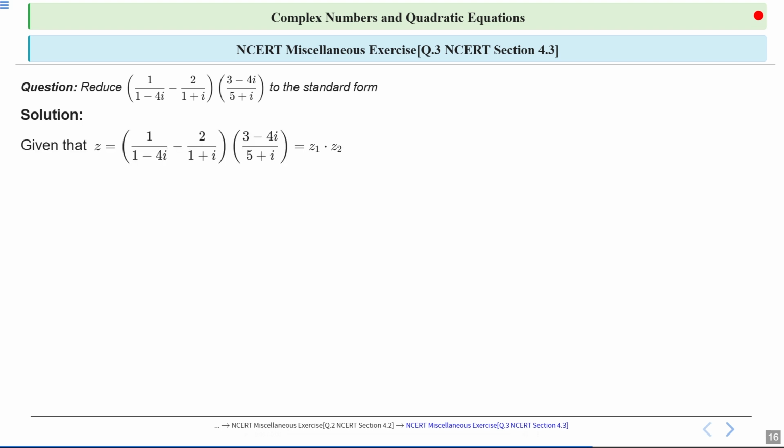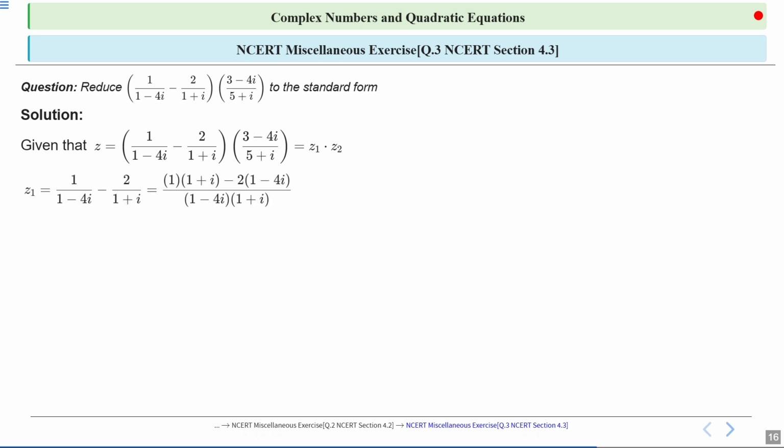First, let's define our variables. So let z be the entire expression. So z equals 1 divided by 1 minus 4 times iota minus 2 divided by 1 plus iota, multiplied with 3 minus 4 times iota divided by 5 plus iota, which is equal to z1 times z2. So we will call the first part z1 and the second part z2. So z equals z1 times z2.